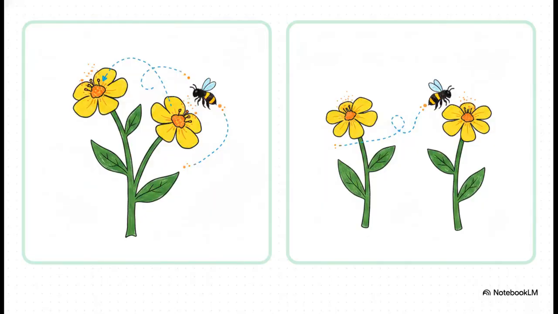Now, this delivery can basically happen in one of two ways. Self-pollination is essentially an inside job. The pollen transfers to the stigma of the exact same flower, or maybe another flower on that same plant. Cross-pollination, though, that's when pollen gets transferred to the stigma of a completely different plant of the same species.